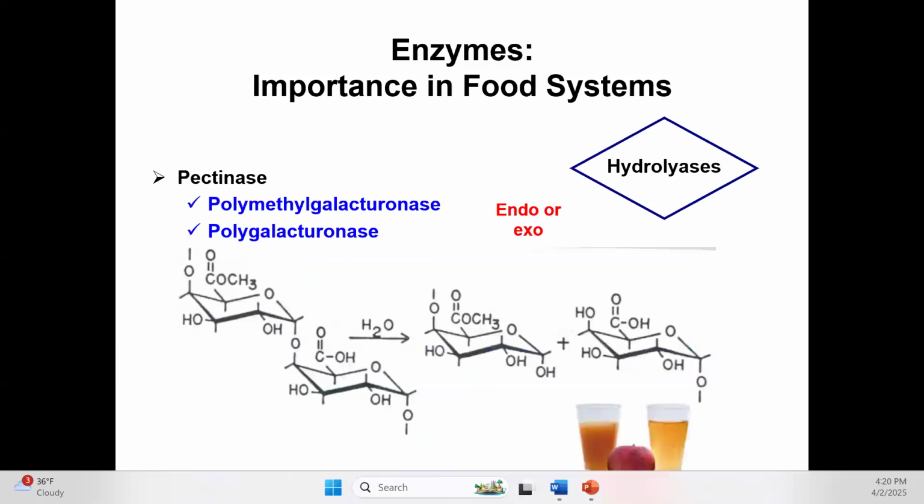You also have pectinases that break the glycosidic bond. You have polymethylgalacturonase and polygalacturonase, two different ones. One will cut after a group that has a methoxy, and one will cut after a group that doesn't have a methoxy group. That's why you have two enzymes here.